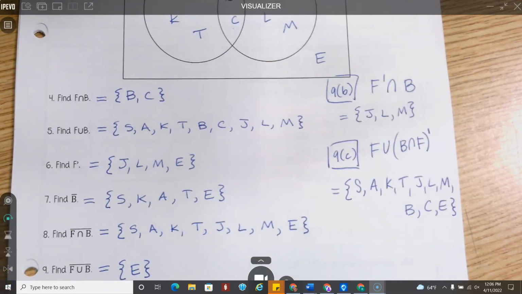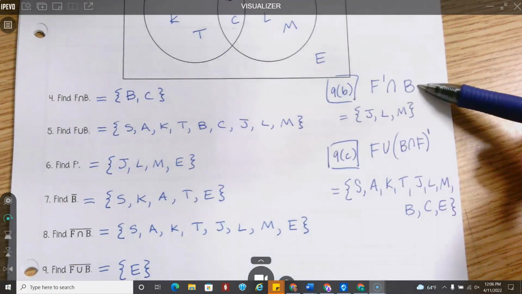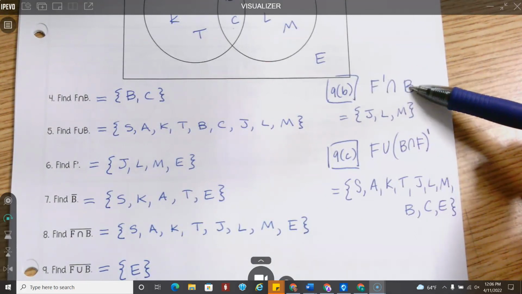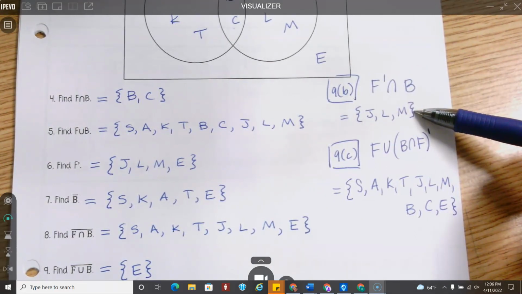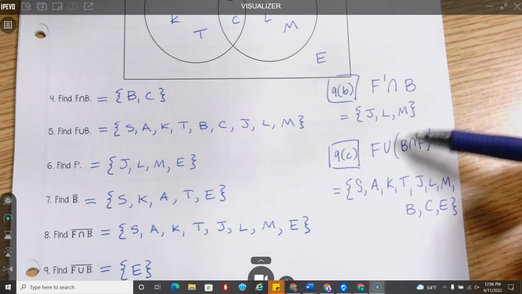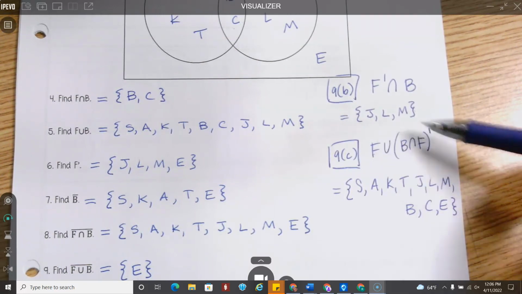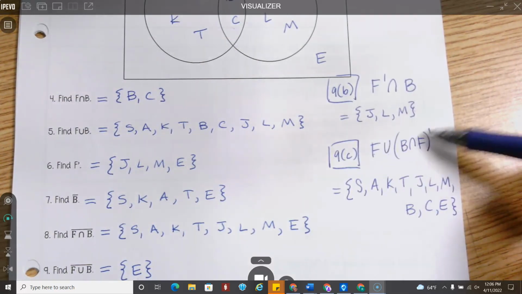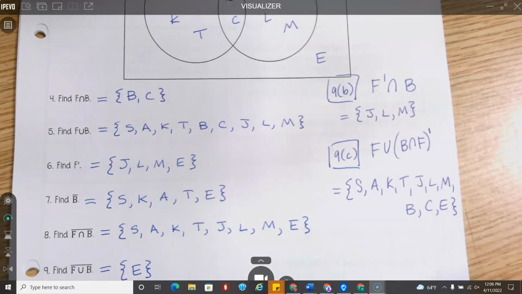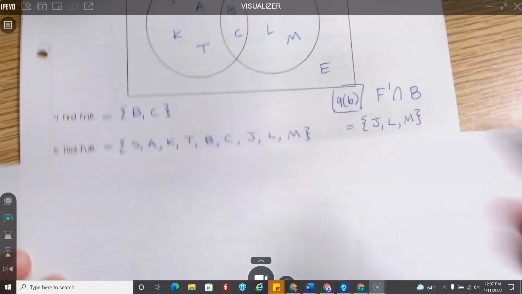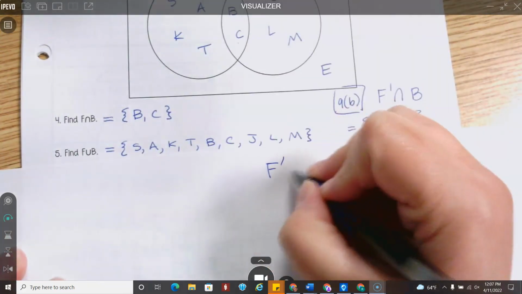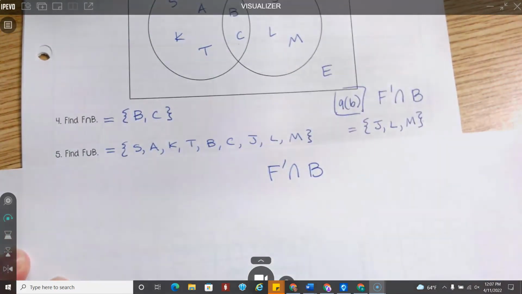Okay, here's my answers. You can compare yours. This is the intersection of not F and B, and I got J, L, and M. This is the union of F and not the intersection of F and B. So let's kind of unpack these a little bit. Not F intersect B. Okay?